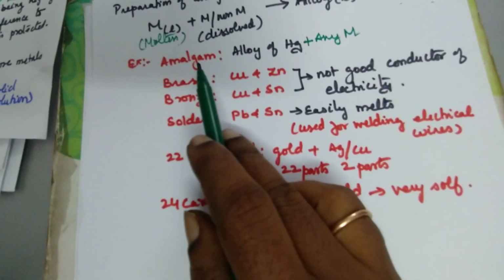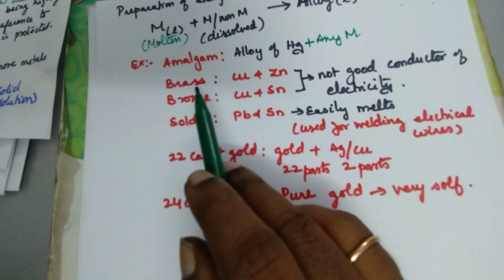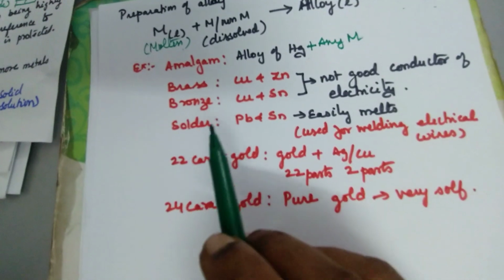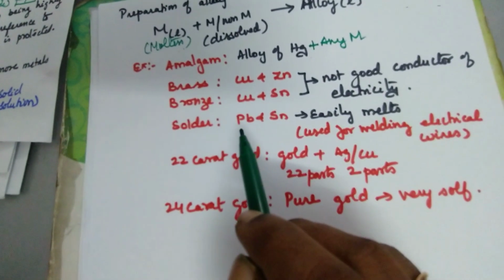So we have seen amalgam, an alloy of mercury. Brass and bronze, alloys of copper. Solder, an alloy of lead.